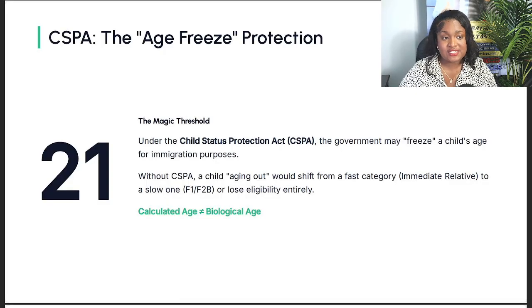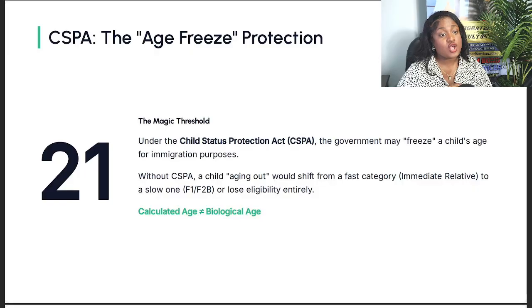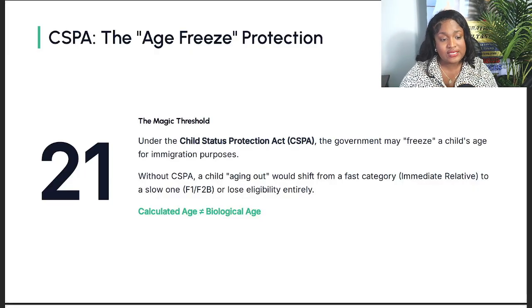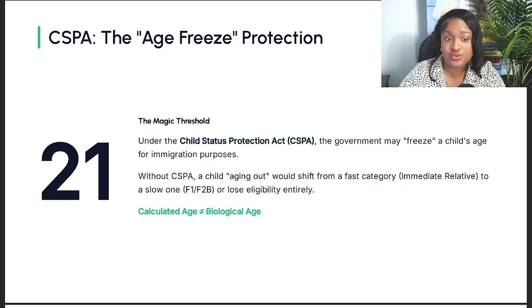Let's say you were 19 years old. By the time USCIS approves your I-130, you're already 21 or 22. USCIS freezes your age and considers only your age on the date of your priority date, which is 19 years old. So this is a good thing. A lot of kids, if they filed their documents, don't lose their status. This is a very good tool. This is a very good act.